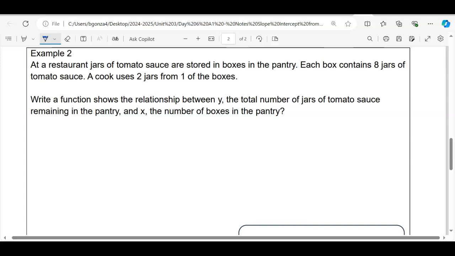All right. Each box, or you can look at your paper, that's fine. Each box contains 8 jars of tomato sauce. A cook uses 2 jars from one of the boxes. Now look, there's 2 numbers here. There's the 8 jars, and then there's the 2 jars.